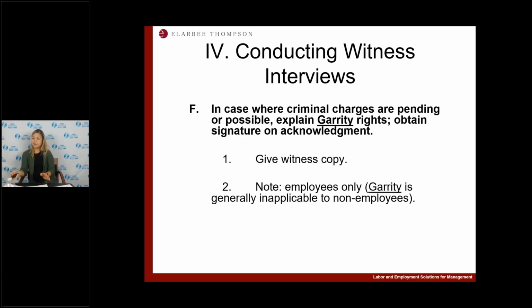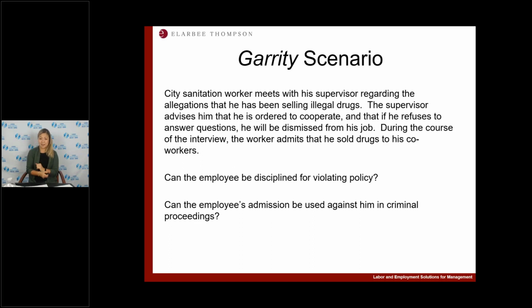All right. Now, Garrity. Garrity is something that is unique to public employers as opposed to private employers. This is a protection that stems from the Fifth Amendment, which declares that a government cannot compel a person to provide testimony against his or her own interests. So I'm going to give you a scenario.